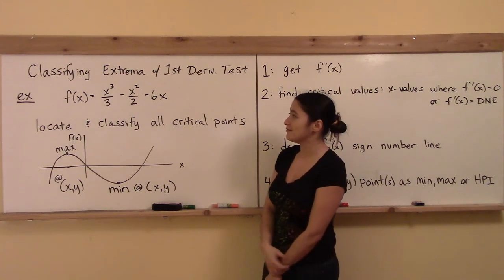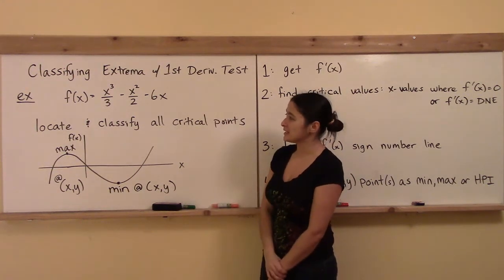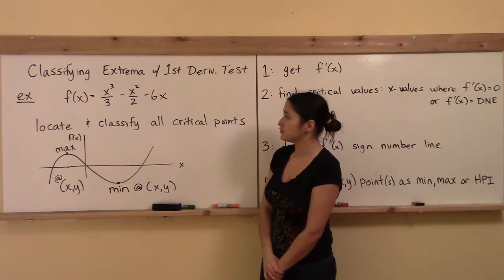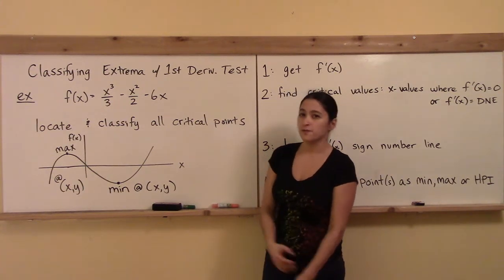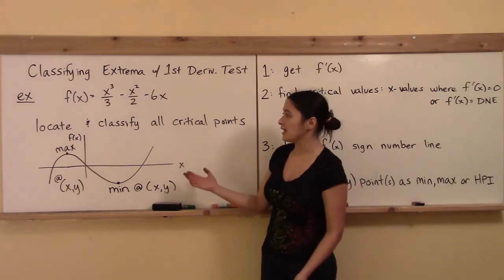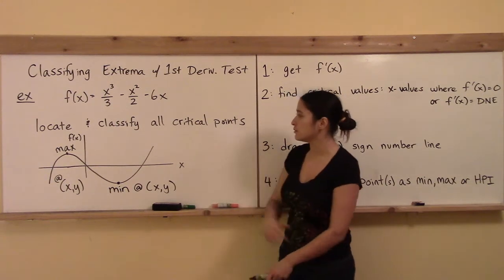Okay, so let's say that I gave you this cubic function. F of x is x cubed over 3 minus x squared over 2 minus 6x. The question at hand right now is locate and classify all of the critical points.